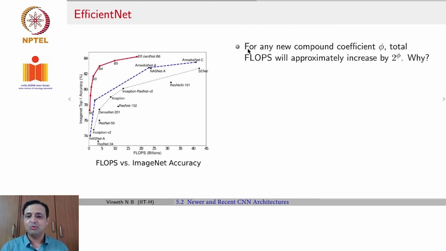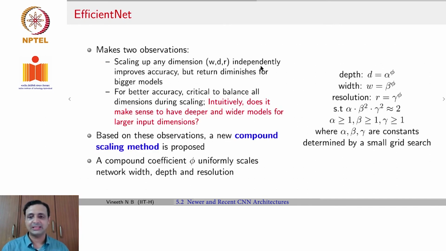One question here: for any compound coefficient phi, the total flops will approximately increase by 2 power phi. Why is that so? I think I partially gave you the answer already. If you go back and look at what I just said, remember, if phi is equal to 1, we saw that d will become alpha times the old depth. And remember, these are multipliers, right? These are scaling coefficients. So when we say d is equal to alpha power phi, we mean if alpha is 1.2, then d will become 1.2 times the old depth. It's a scaling coefficient.